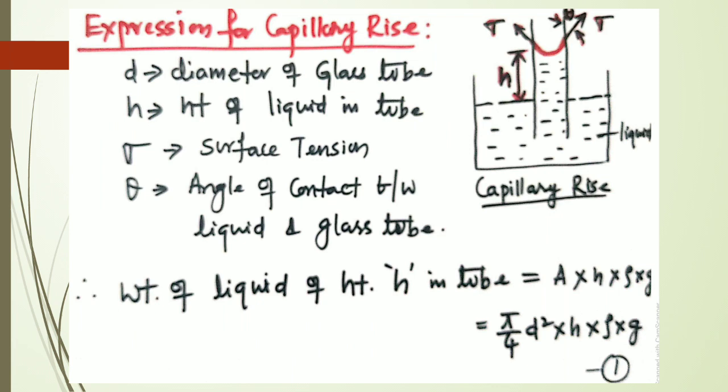Then the weight of the liquid of height h in the tube can be written as, where A is the area of the tube, h is the height of the fluid, rho is the density of the fluid, and g is the acceleration due to gravity. Therefore, A is pi by 4 d square, so the weight is pi by 4 d square into h into rho into g.